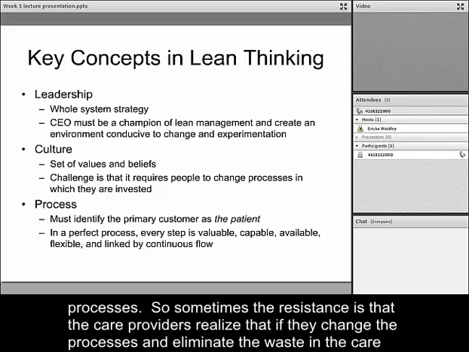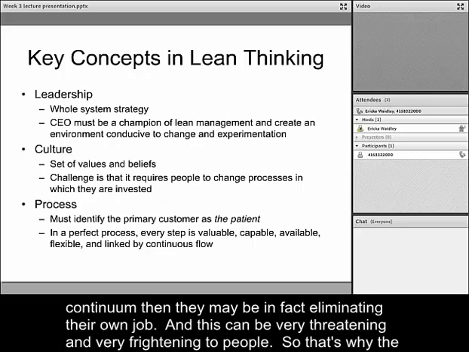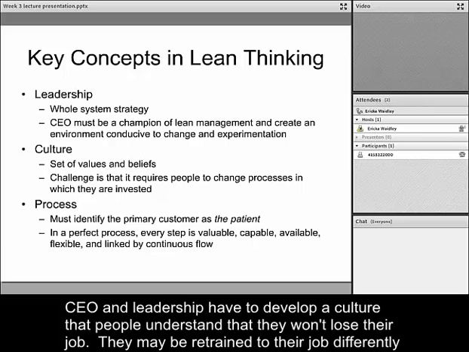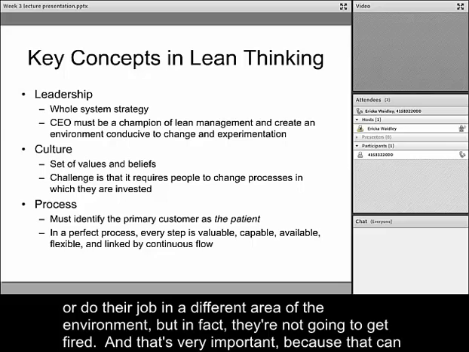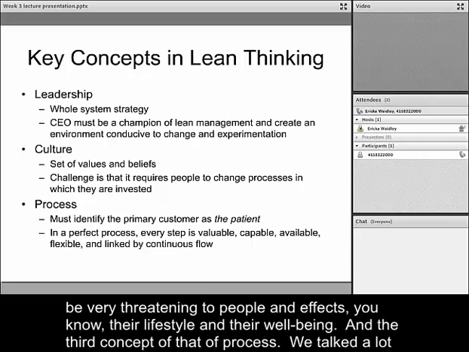So sometimes the resistance is that the care providers realize that if they change the processes and eliminate the waste in the care continuum, then they may in fact be eliminating their own job. And this can be very threatening and very frightening to people. So that's why the CEO and leadership have to develop a culture that people understand that they won't lose their job. They may be retrained to do their job differently or to do their job in a different area of the environment, but in fact, they're not going to get fired. And that's very important because this can be very threatening to people, and it affects their lifestyle and their well-being.